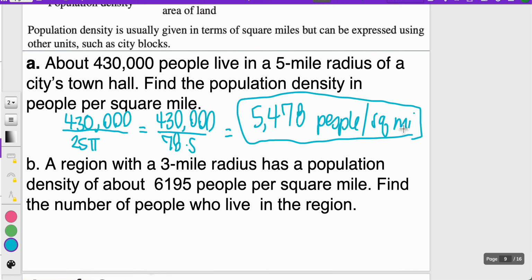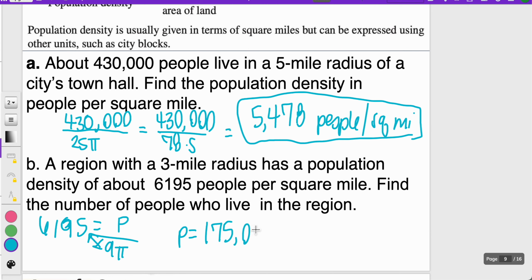Okay. The next one says a region with a 3-mile radius has a population density of 6,195. So they've already solved population density as 6,195. So we don't know the number of people, but we do know that the area is 9 pi. So we would just be multiplying 6,195 with 9 times pi. We're going to get the population of about 175,071 people.